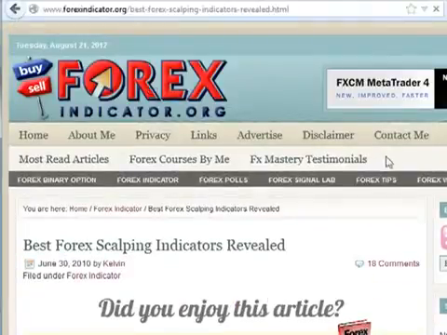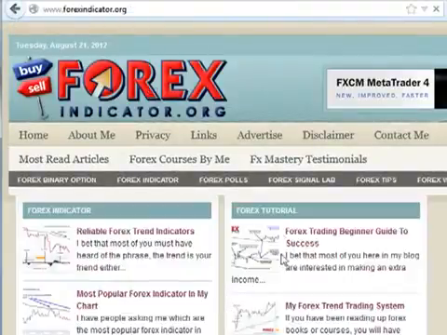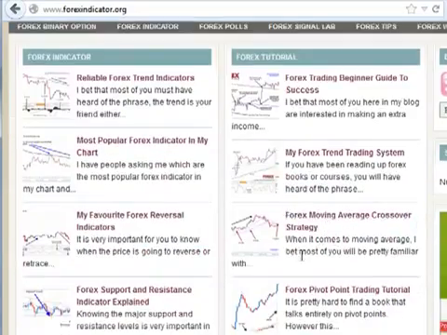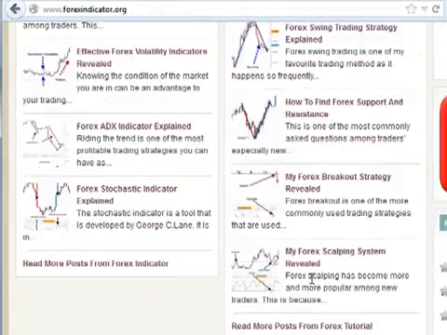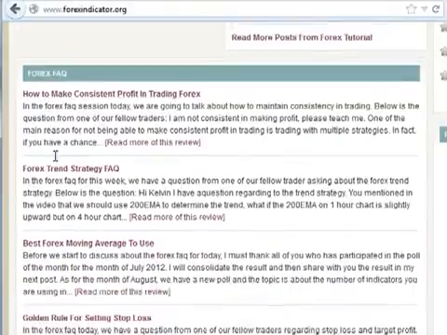Besides this, I also have this Forex strategy. I share with you the Forex strategy that I'm using, the various Forex strategies here. And most importantly, it comes with a Forex FAQ.